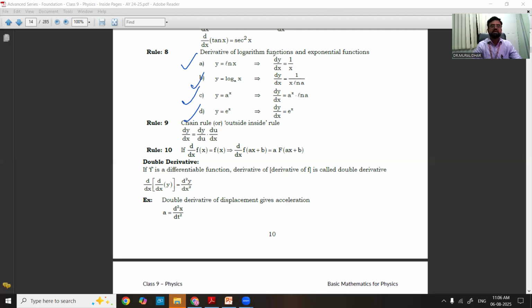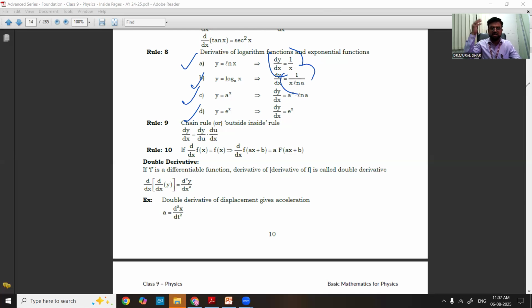So the y value is given. What is the derivative? 1 by x. Log base a of x is given. So these are the formulas, the rules to remember. The chain rule is also given, the chain rule or outside rule: dy by dx is equal to dy by du times du by dx.